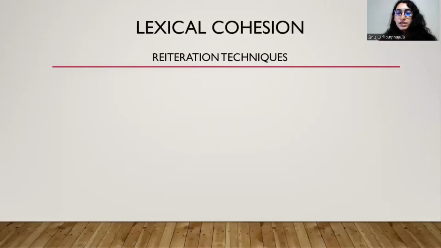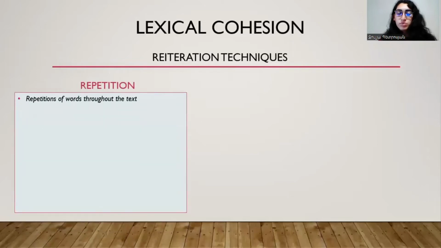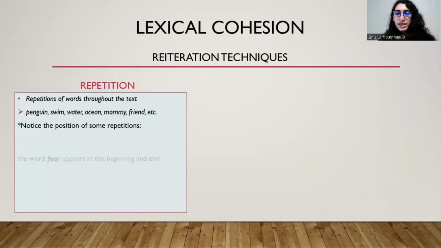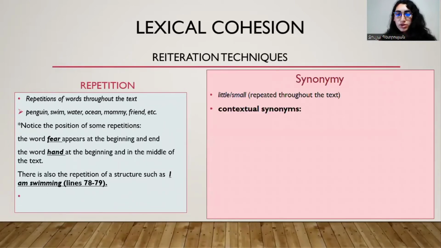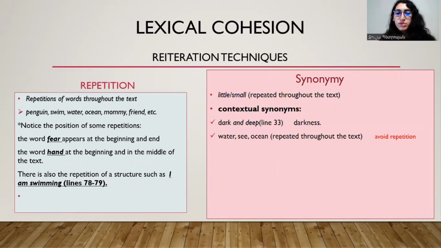Now, starting with lexical cohesion, I will comment on some reiteration techniques. The first one is repetition, which is important to emphasize the message and also show what is important in this particular text. Moving to synonymy and antonymy, we can see that in the case of synonymy, I have found many examples of contextual synonyms because they are synonyms in this particular text, and they are used especially to avoid repetition, and also show some positive and negative feelings.